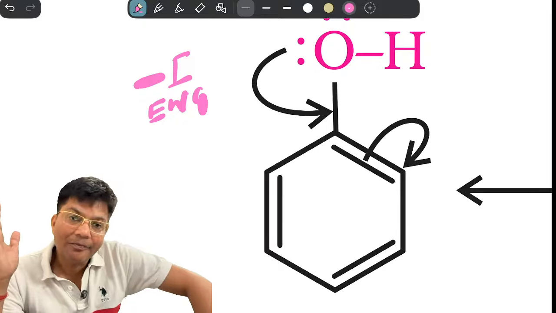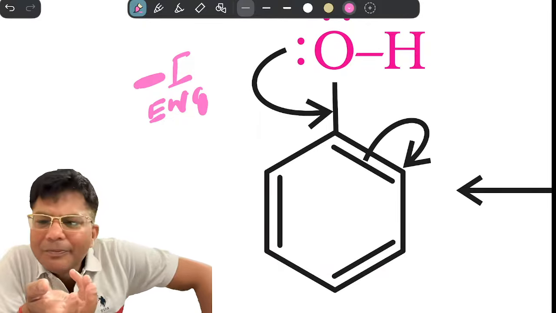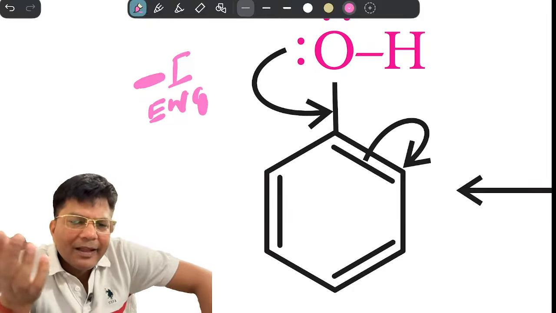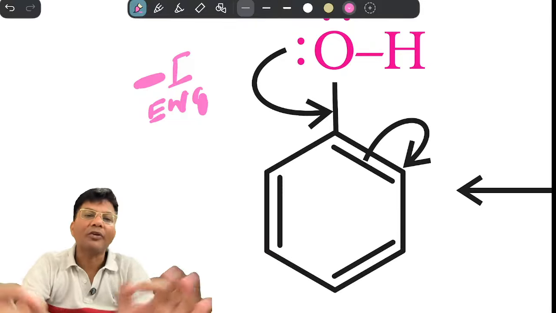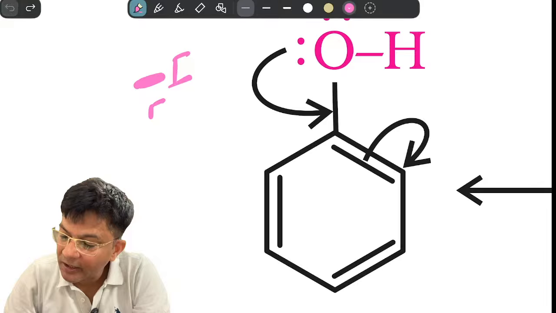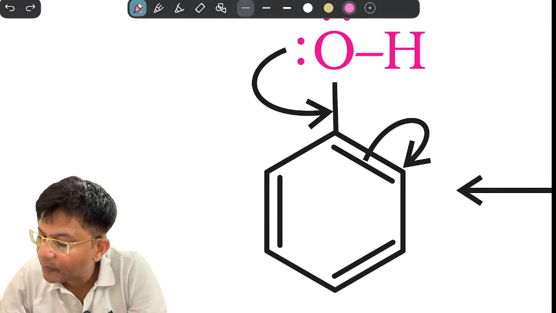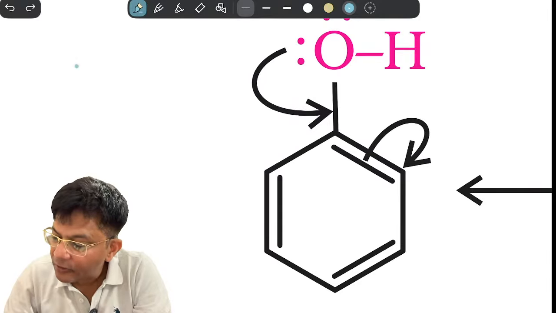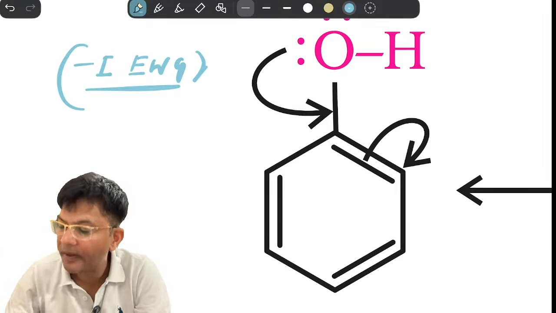Benzene is a nucleophile. Benzene is like a millionaire. He is saying, hey, if you take a small fraction of electrons, I am not going to become a beggar. I will remain rich, but my richness will decrease. Are you getting my point? Everyone, due to minus I, oxygen is acting as an electron withdrawing group and it is decreasing the nucleophilicity of benzene.